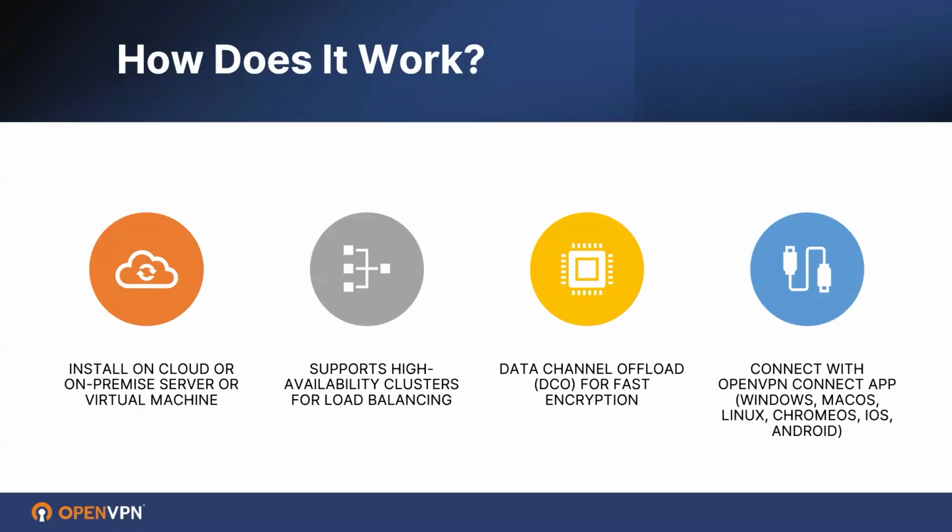DCO, or data channel offload, we're going to talk about that during the demo. It's enabled by default now. It basically improves performance. And lastly, your users just install the OpenVPN Connect app, available for all major platforms, and connect using your server details, basically.